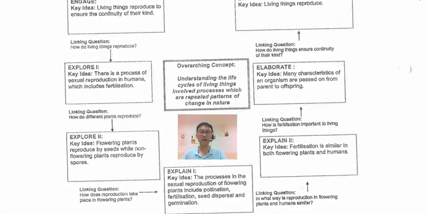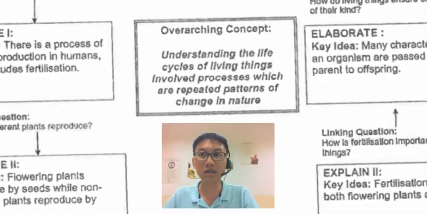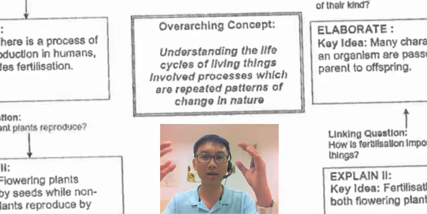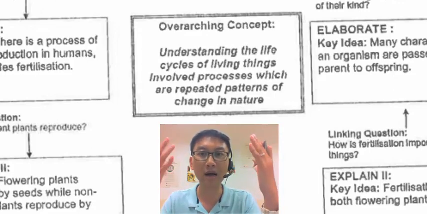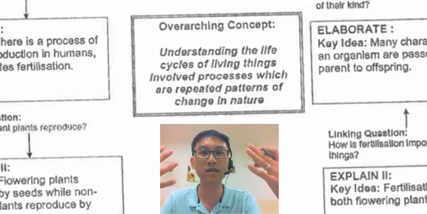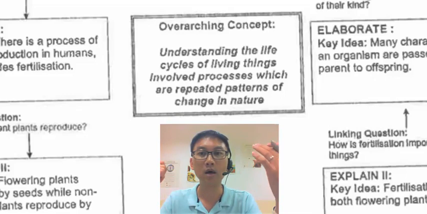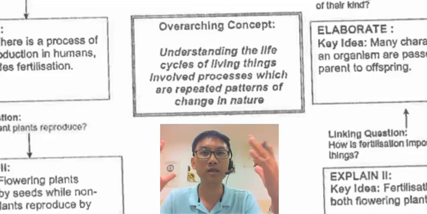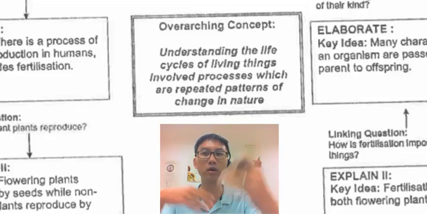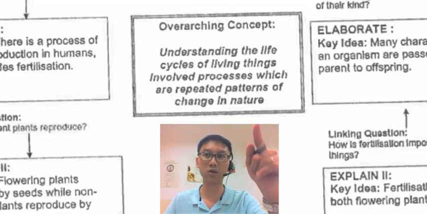And so we've come to the end of the worksheet. Now remember, the overarching concept for this chapter is to understand that life or life cycle of living things involve processes which are repeated patterns of change in nature. So basically, we reproduce to ensure the continuity of our kind, and this process goes on and on and on. See you when I see you.